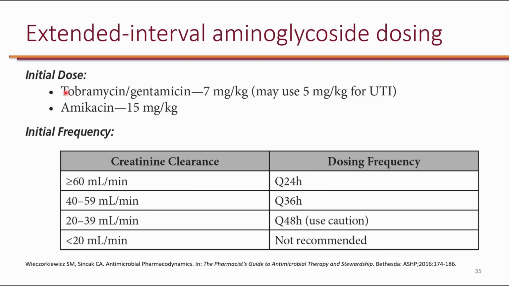So the way it works is that initially you use a dose of 7 mg per kilogram for gentamicin or tobramycin, and you use almost twice as much for amikacin, so 15 mg per kilo. And then for a normal renal function, this is once a day dosing. However, if the patient has renal insufficiency, so for example, creatinine clearance of 40 to 59, then you set the frequency to every 36 hours, and 20 to 39, you set the frequency to every 48 hours. And of course, creatinine clearance less than 20, this nomogram is not recommended.